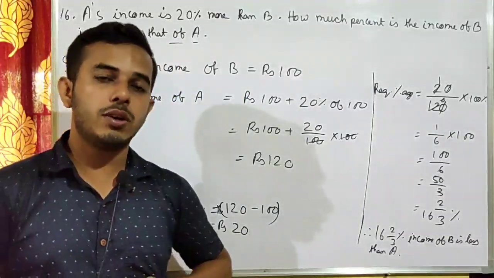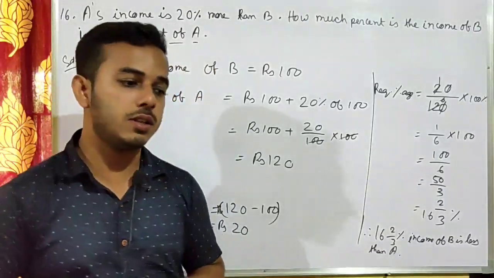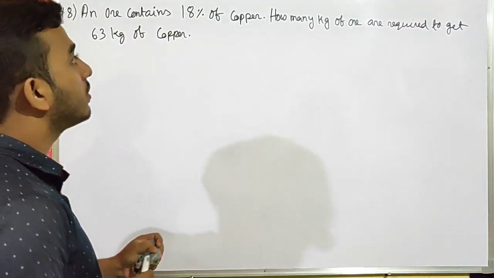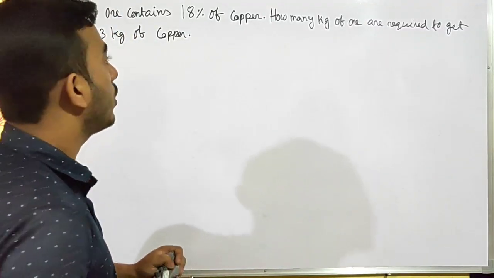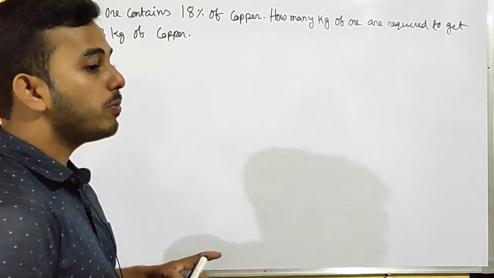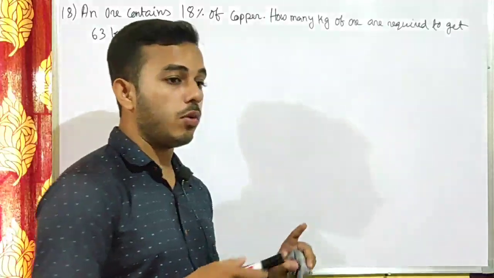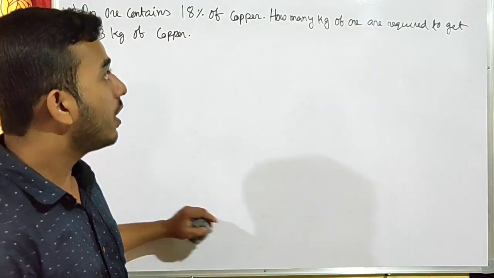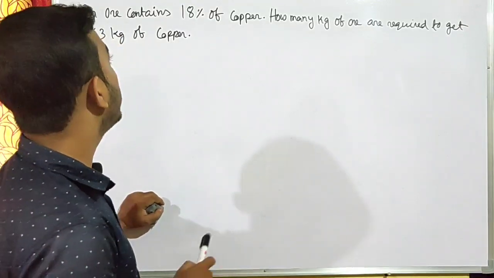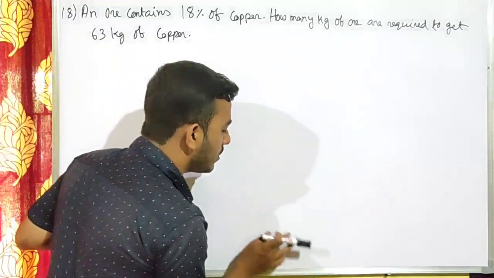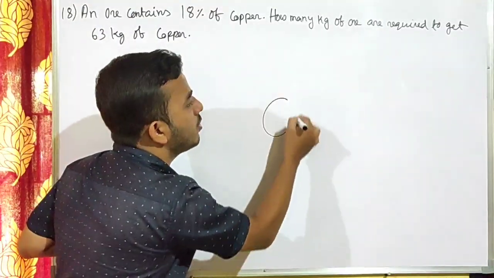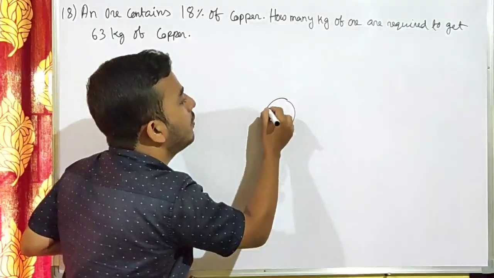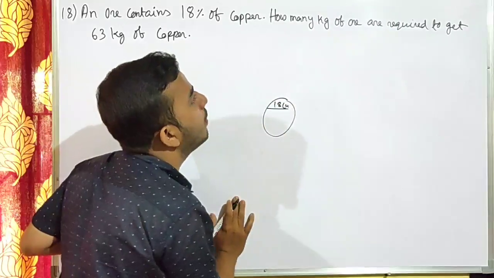Question 18 is easy. Let's solve it. The question is: an ore contains 18% of copper. How many kg of ore are required to get 63 kg of copper? Ore means a source, an amount of anything, that contains 18% copper, Cu.